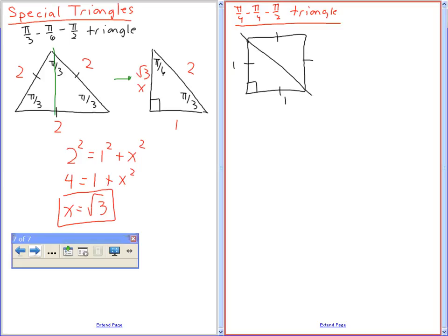I chop this in two. I'm going to end up with a 90, a pi by 4, and sides 1, 1, root 2. There's a triangle right there. Okay? I come back. You should really know it's true.